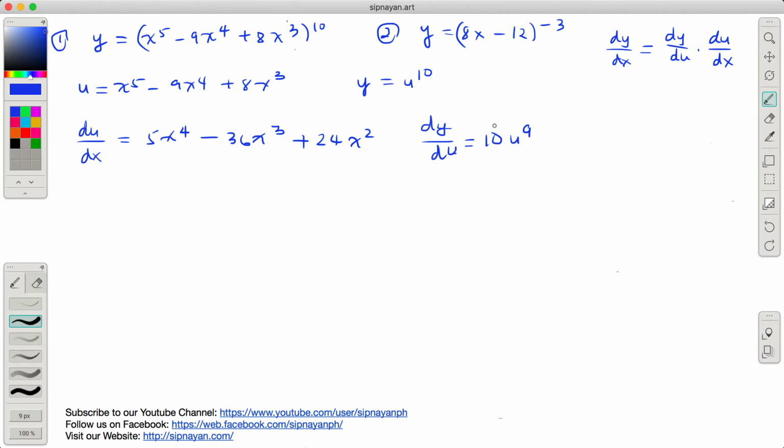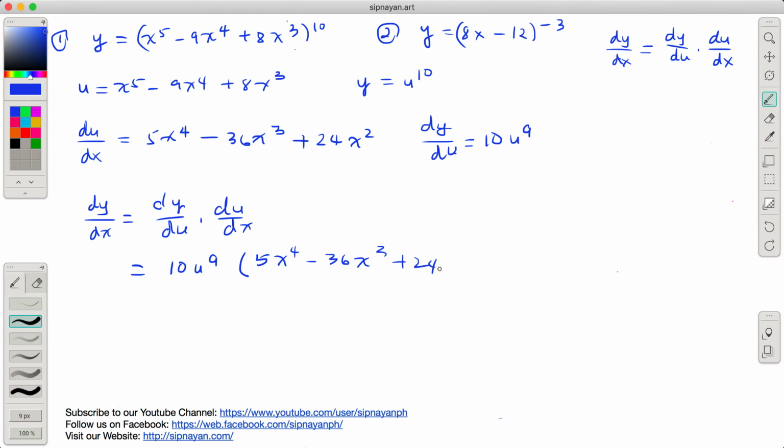Gumagamit na yun ng notation na ganito because of this formula, no? dy dx equals dy du times du dx. So, pwede nating sundin yan dito. dy dx equals dy du times du dx. Okay? So, ano na mangyayari? So, ang dy du natin ay 10u raised to the 9th. And yung du dx natin ay ito. This is 5x to the 4th minus 36x cubed plus 24x squared.